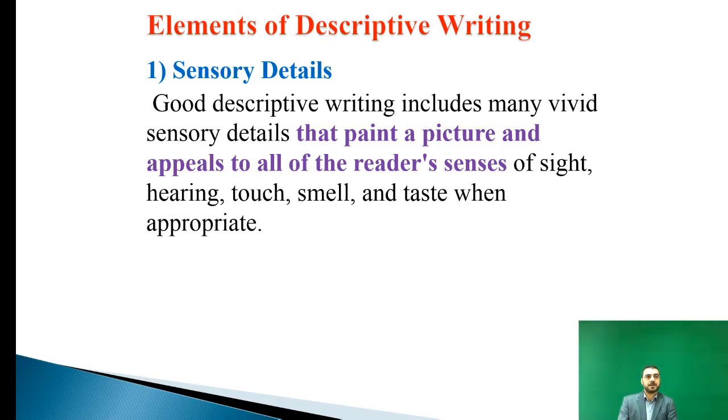Good descriptive writing includes many vivid sensory details. As I told you previously, these vivid sensory details will help the writer to show a picture to the reader and not only tell him or her. It will help the writer to touch the audience's five senses, and consequently these sensory details will paint a picture and appeal to all of the reader's senses.